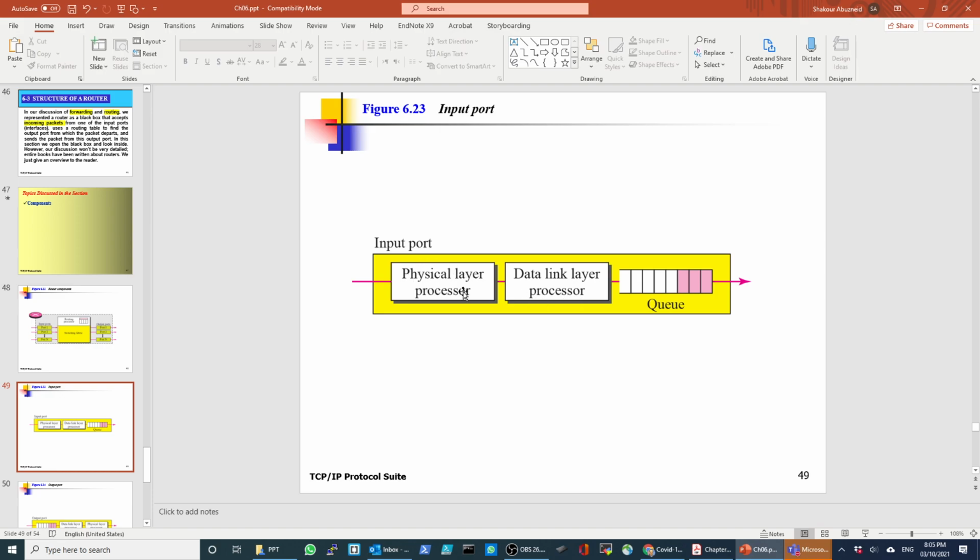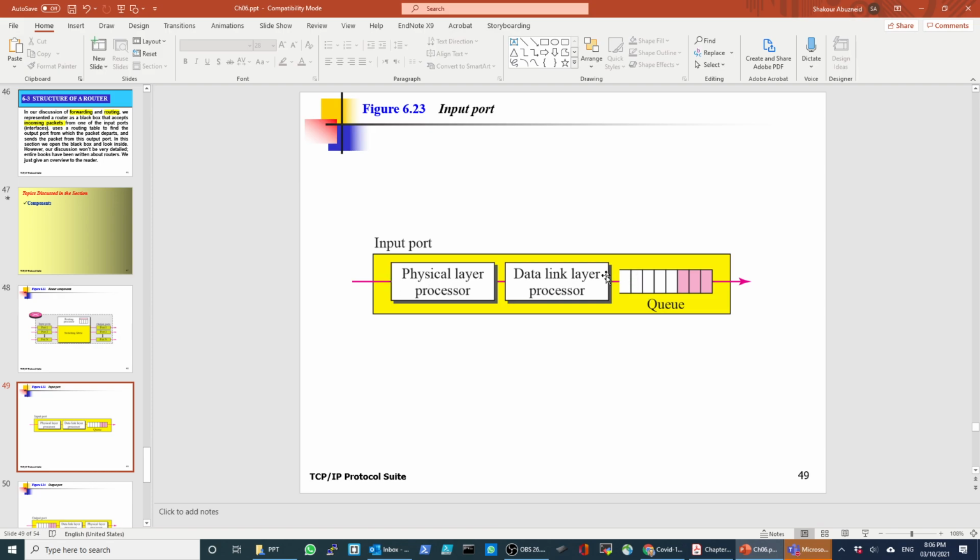So the input port, physical layer, data link layer, then the data will go in a queue. It will be queued in, and then queued out. So the input port performs the physical and data link layer functions of the router. The bits are constructed from a received signal. The packet is decapsulated from the frame, and errors are detected and corrected. As simple as this. The packet is ready to be forwarded by the network layer, which is in here.